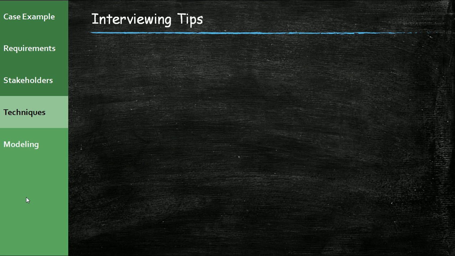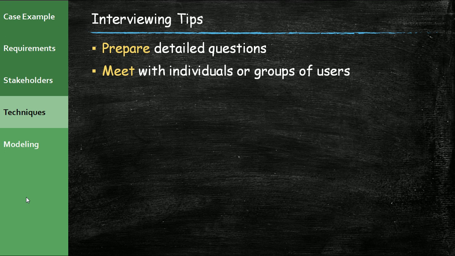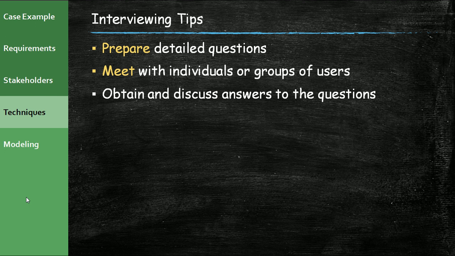Let's start with interviewing. So some tips for interviewing. First, prepare detailed questions for your interviewers. You want to meet with individuals or groups. It depends on who, obviously if we're talking to an executive stakeholder, it might be better for an individual interview as opposed to maybe some operational stakeholders where groups might be better. Obtain and discuss answers to the questions. So you're going to get the answer to your questions and maybe do some further discussion to clarify.